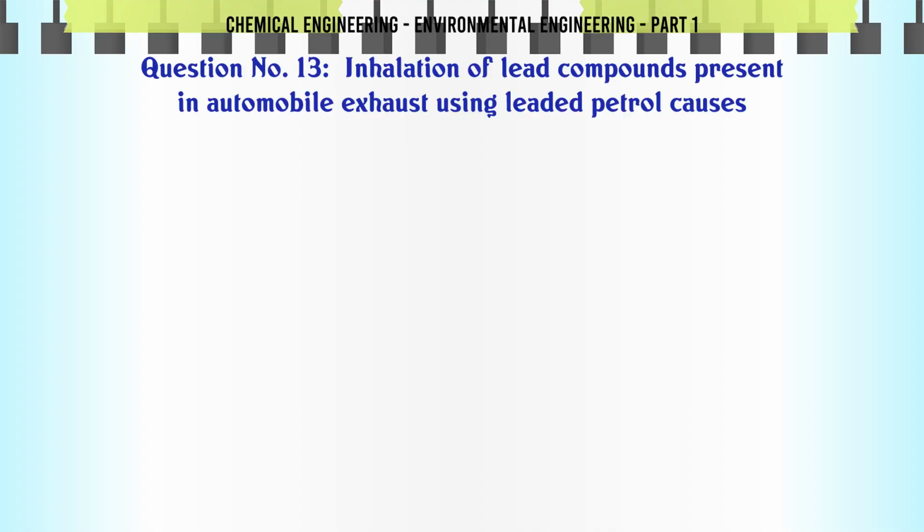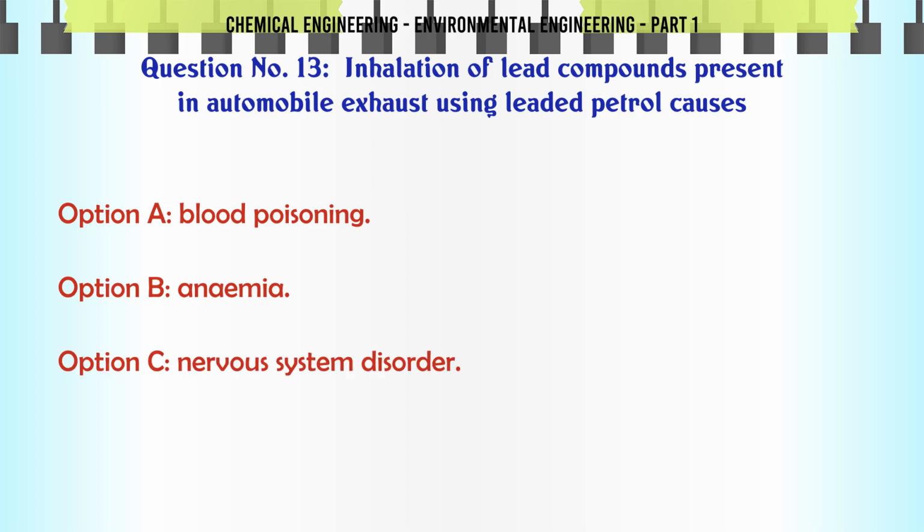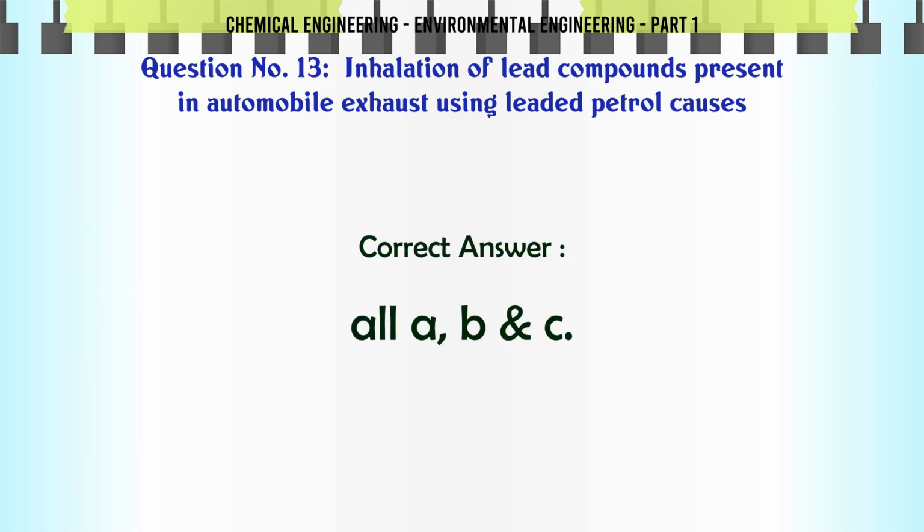Inhalation of lead compounds present in automobile exhaust using leaded petrol causes A. Blood poisoning. B. Anemia. C. Nervous system disorder. D. All A, B and C. The correct answer is all A, B and C.